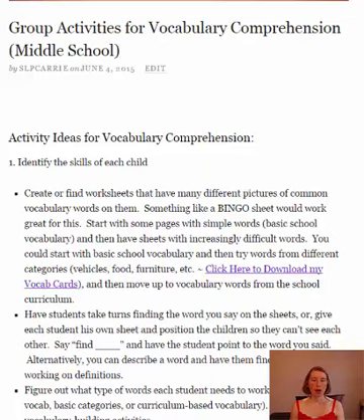Today I am answering a question about group activities for vocabulary comprehension. Now the SLP that asked me this is a middle school speech therapist, and she is working with a group of children this summer who need some vocabulary comprehension activities.